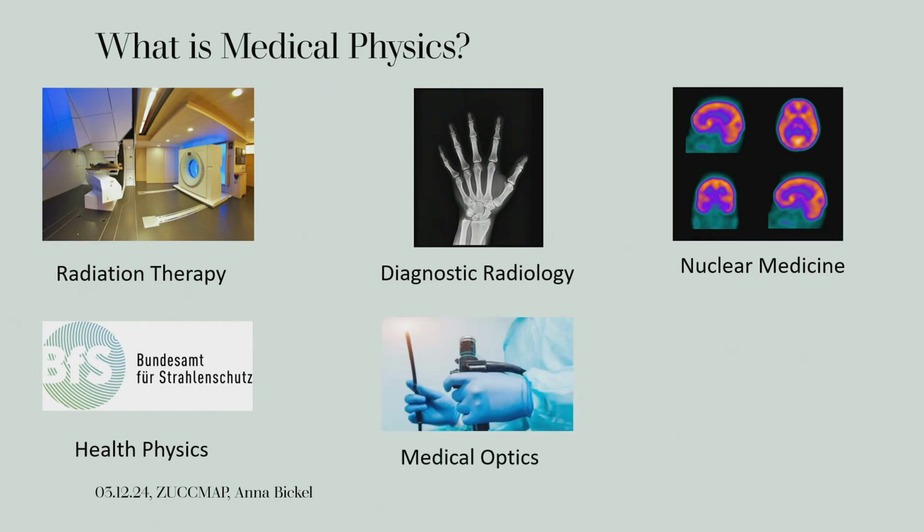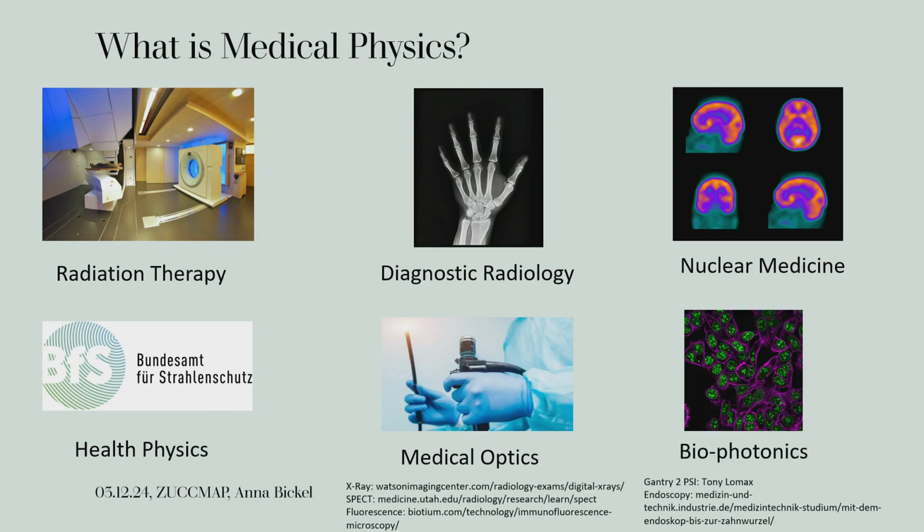Medical optics is where we use physical principles to look inside of the body. The easiest application is an endoscopy, where we look at the digestive tract or even your nose. We use medical optics. And the last thing is biophotonics, where we use fluorescence microscopy to look at cells and tissues. So medical physics is really broad, but today we will only look at radiation therapy.